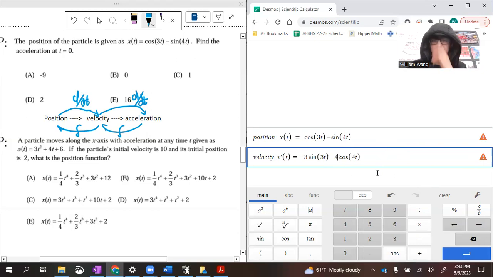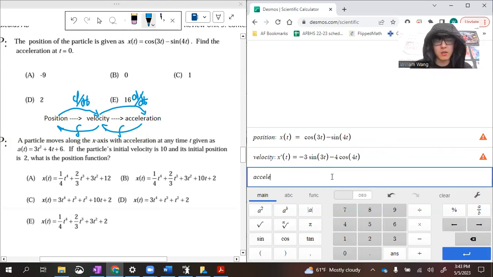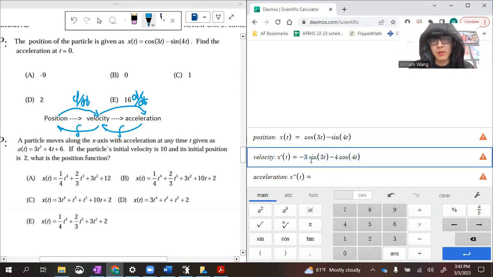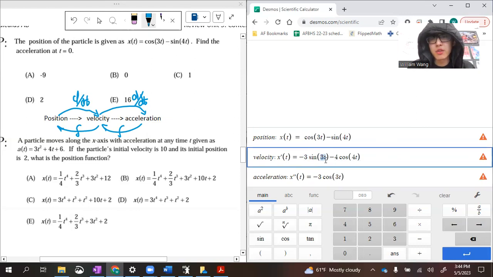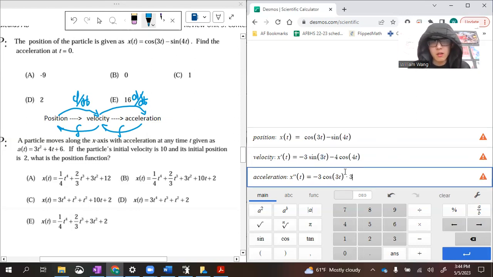All right, so that's my velocity equation. Cool, I'm not done though, because I need to go one more derivative to find my acceleration equation. Derivative of sine is cosine, so it's negative 3 cosine of 3t. But then I multiply by the derivative of the inside, so I multiply by 3 again, which changes this coefficient from negative 3 to negative 9.